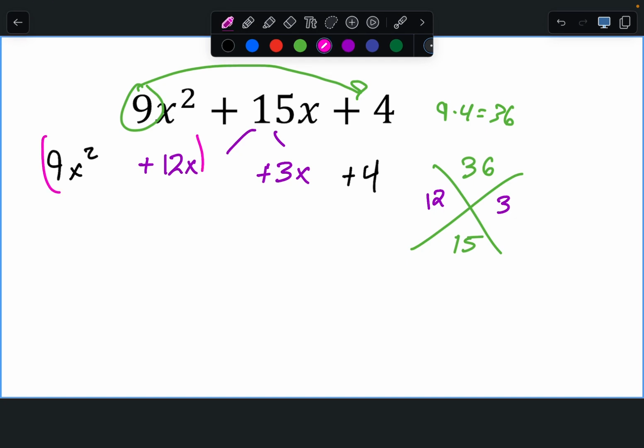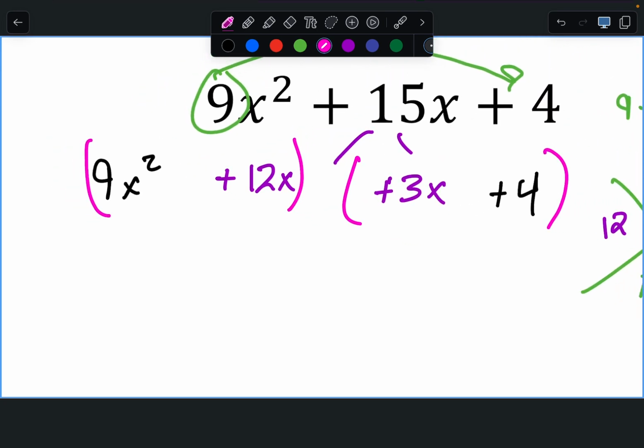Group my first two. Group my last two. What can I take out of 9x squared and 12x? 3. 3 and what? 3 and an x, right? 3x. So I get 3x. 9x squared divided by 3x is 3x. 12x divided by 3x is positive 4.